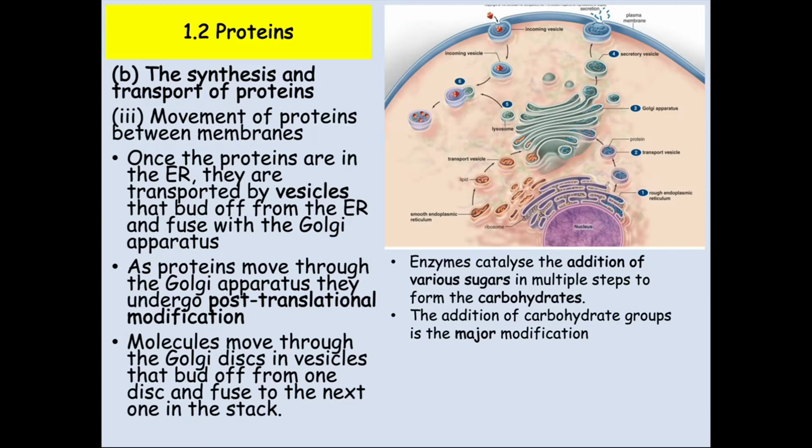Now, when they get towards the end of these membrane tubules, they will be transported by vesicles that bud off, okay? And we can see vesicles here that are budding off the rough endoplasmic reticulum, and they will then move up here and fuse with the Golgi apparatus, okay? And then as the proteins move through the Golgi apparatus, they undergo something called post-translational modification. Okay. Now, post-translational modification involves the addition of fats, carbohydrates, other sugars, or other molecules as well.